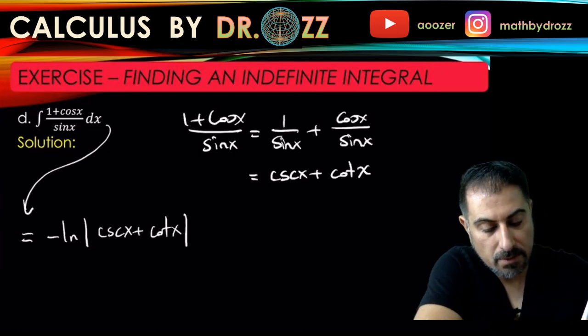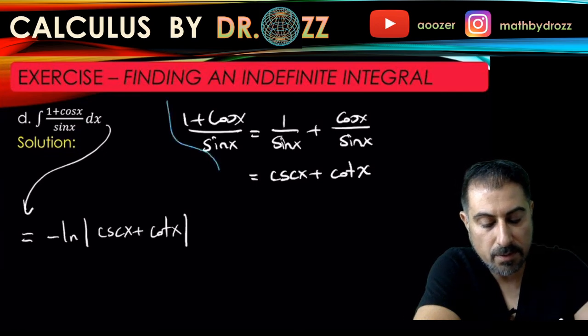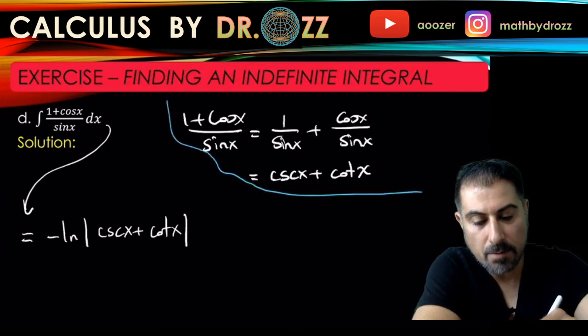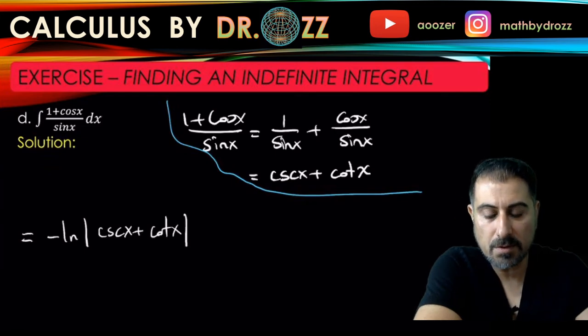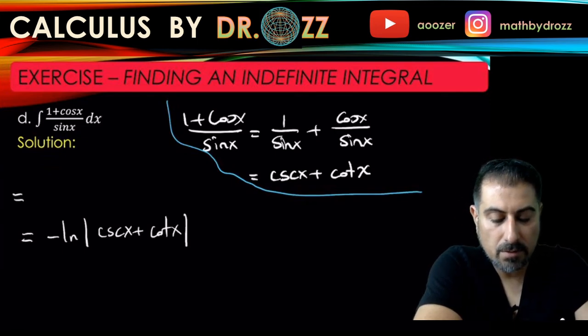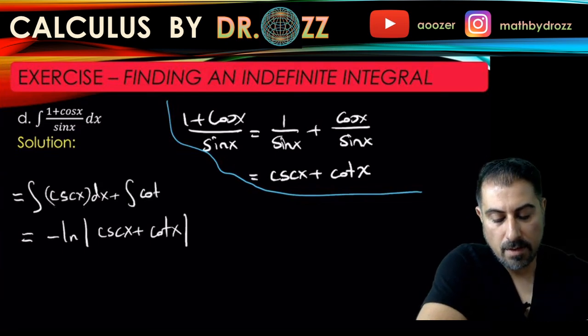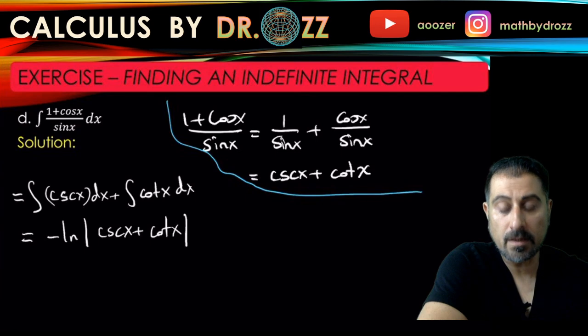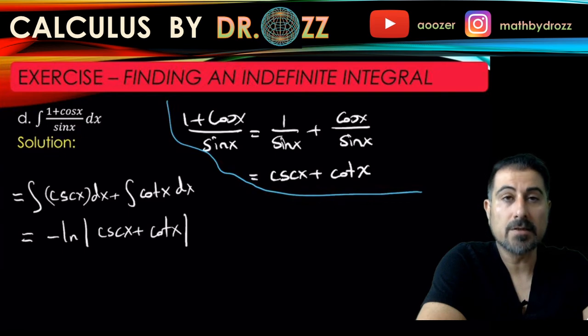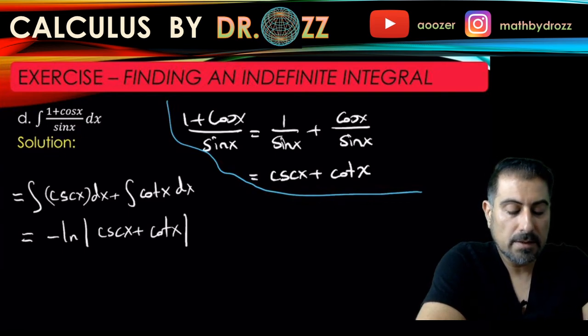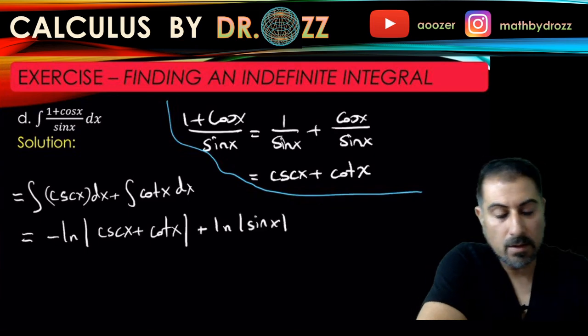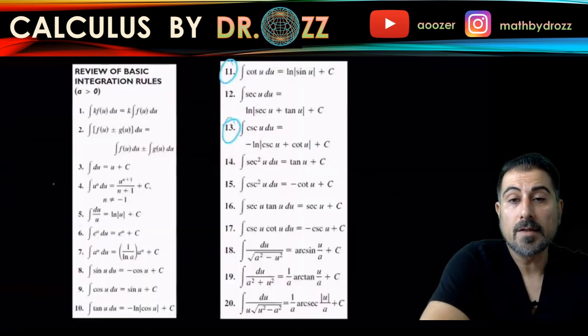Again, what I did here is split the integral into two parts, right? So let me put one more step here for the sake of being clear: cosecant x dx plus cotangent x dx. Minus ln absolute value of cosecant x plus cotangent x takes care of the first integral. And the second integral is just plus ln sine x plus c, and these two are coming out of 11 and 13.